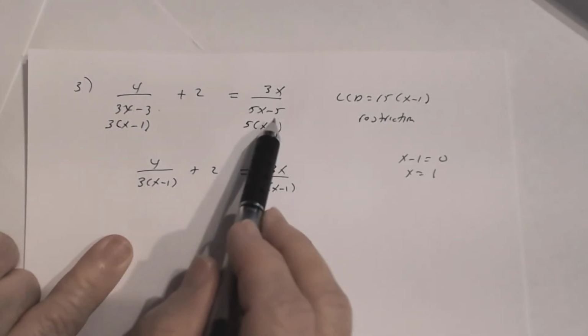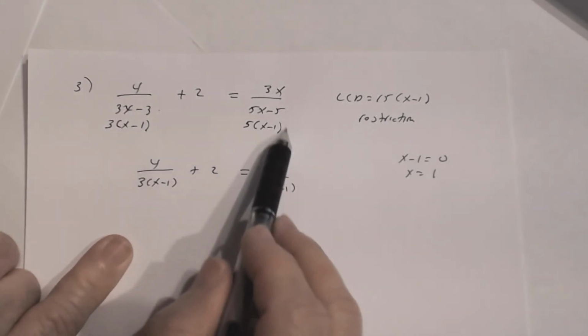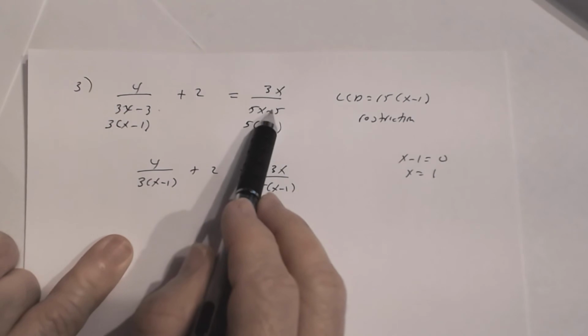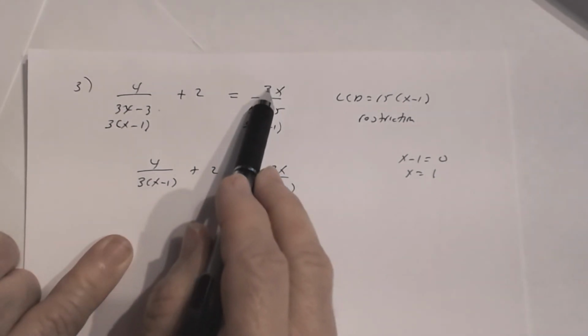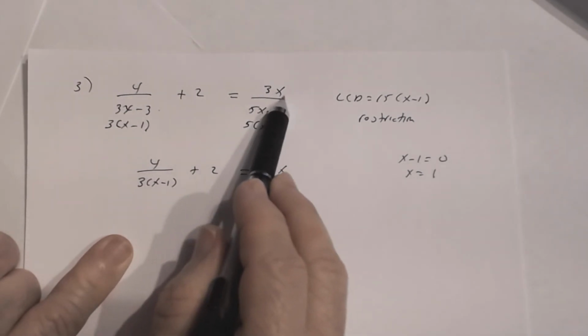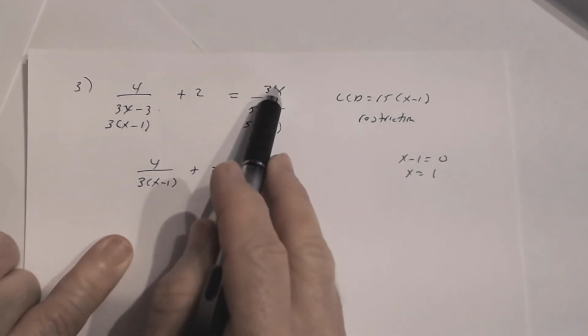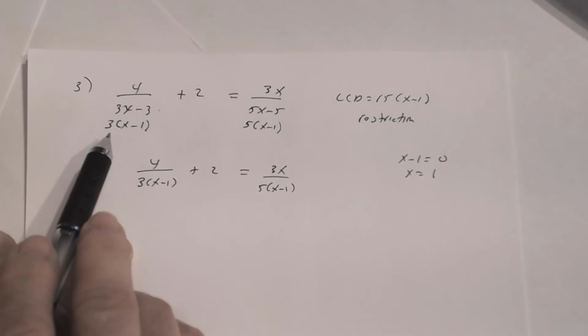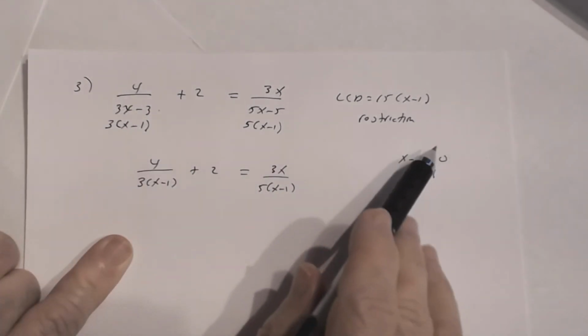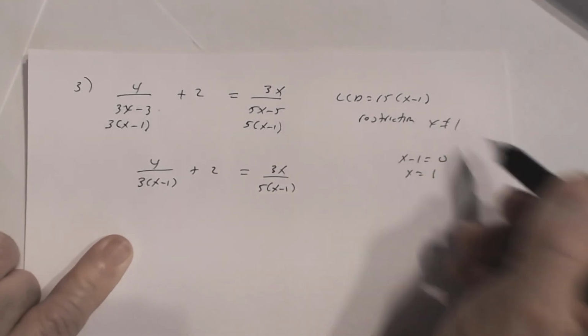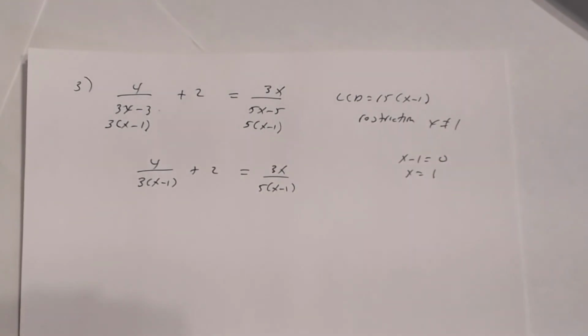And even on this side, when I substitute 1, notice this x minus 1 is a factor, I already have it. 5 times 1 is 5, 5 minus 5 is 0, and then 3 times x, remember x is 1, so 3 times x is 3. 3 divided by 0 is undefined. So that's going to be the only restriction here: x cannot equal 1.